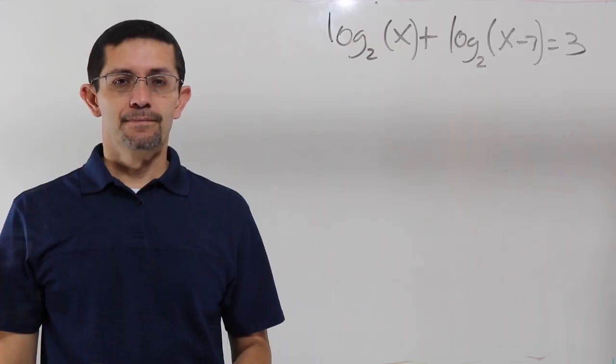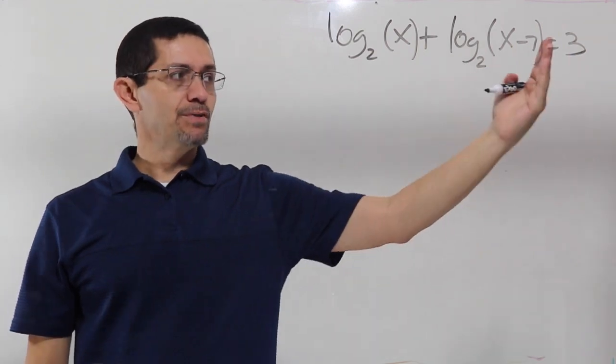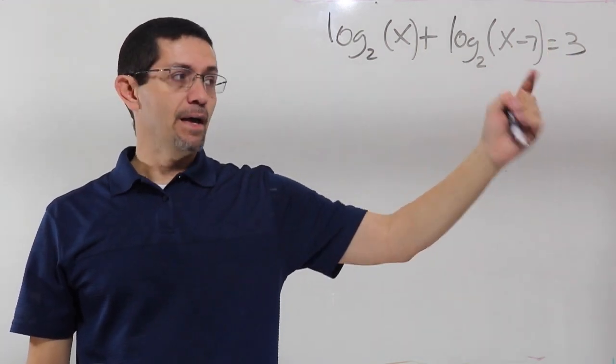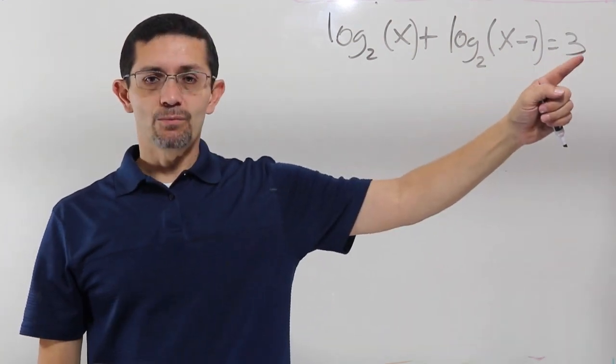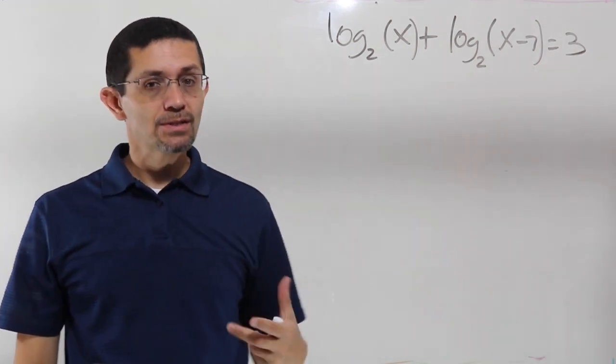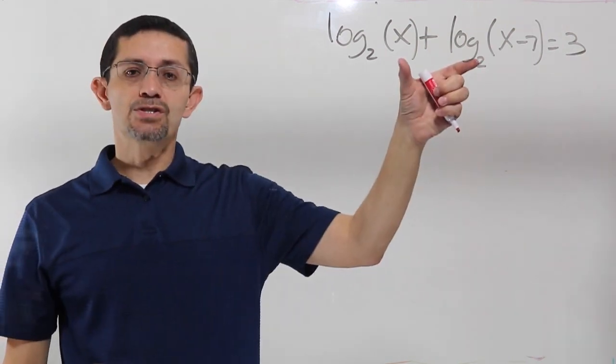Let's do another one. Now I have 2 logarithms, but they're on the same side of the equal sign, and I have a number on the other side. So the idea is the following. Because I have a number on the other side, I can still use the definition and rewrite this as an exponential. So what do I do with these 2?